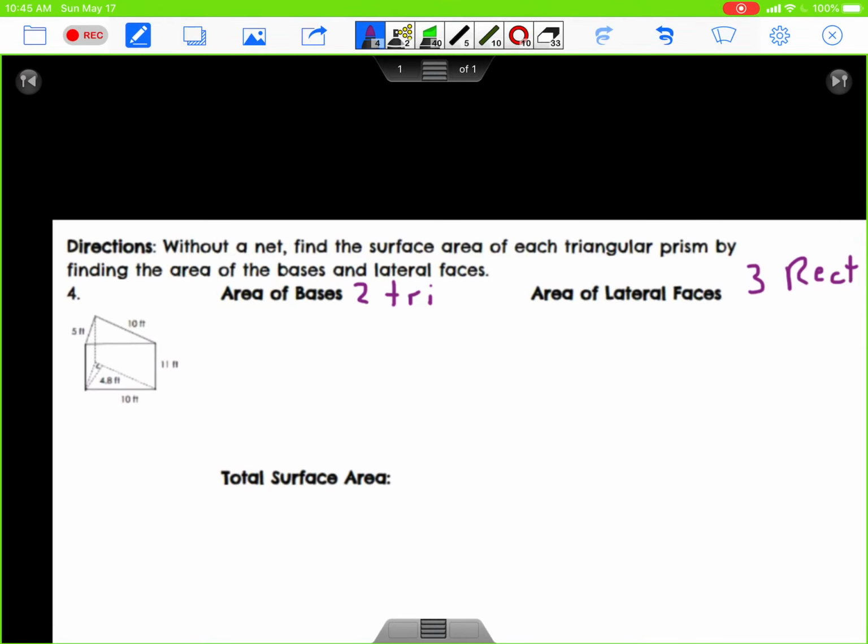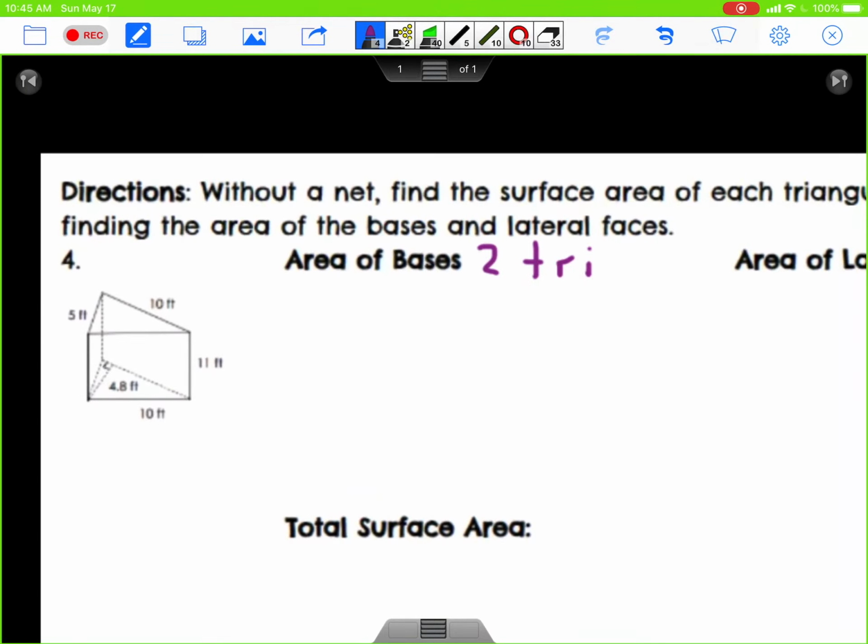I'll start with the area of the bases, so 2 triangles. Like I said, the triangles are going to have the same areas. The triangles will always be exactly the same. So area of a triangle equals 1/2 times base times height. Let me get rid of these drawings here so we can see the triangle on the bottom real quick.